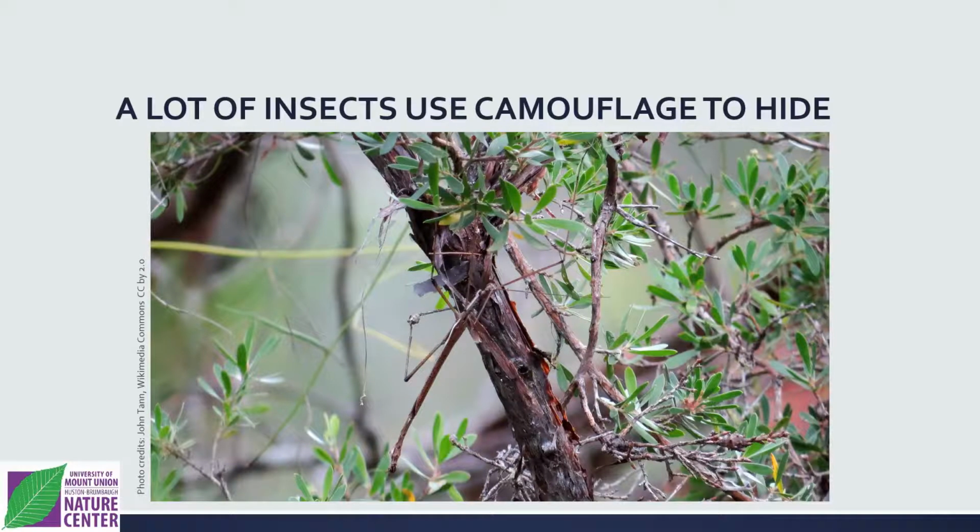Do you see an insect in this picture? There's one in there. It's near the center. It looks a lot like the other sticks that are also in the photograph. This is a stick insect, probably one of the most famous insects as far as their camouflage is concerned. They can be very difficult to find.